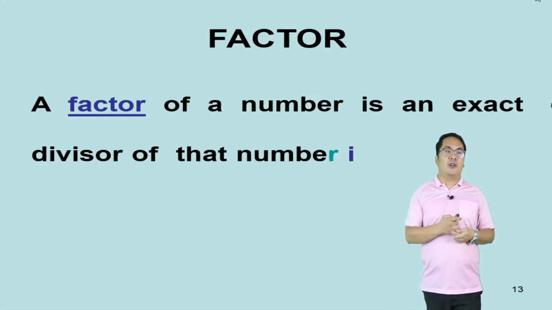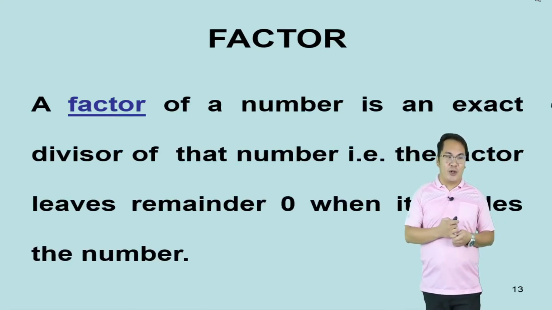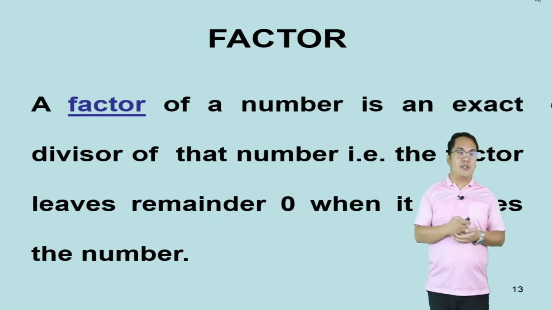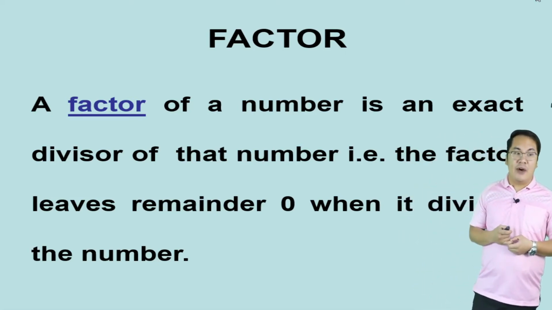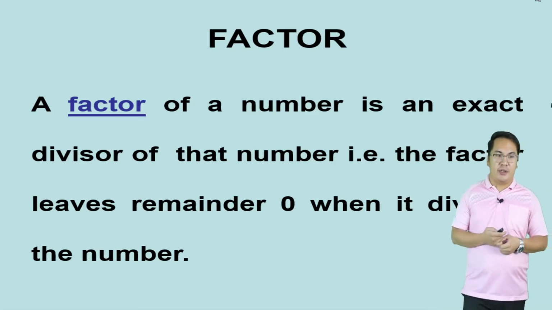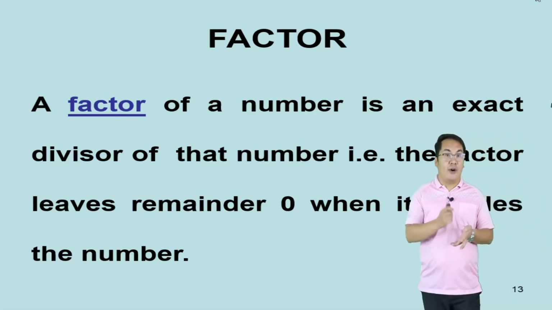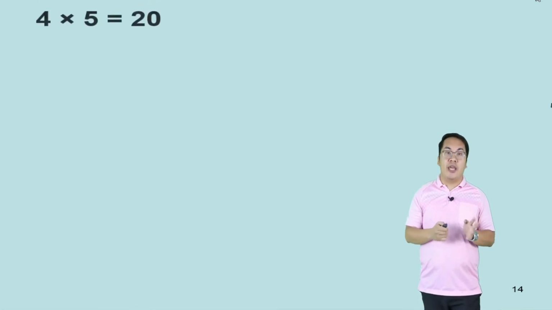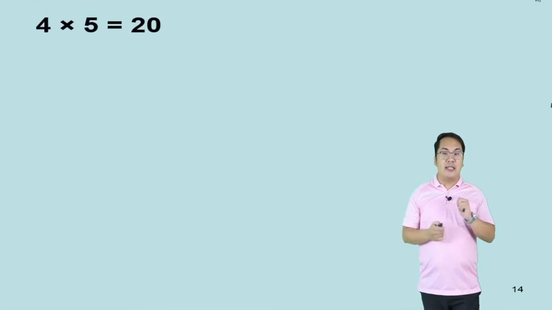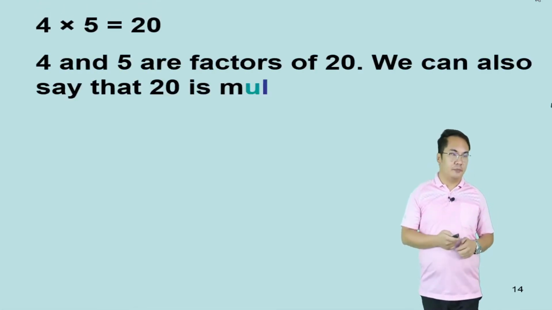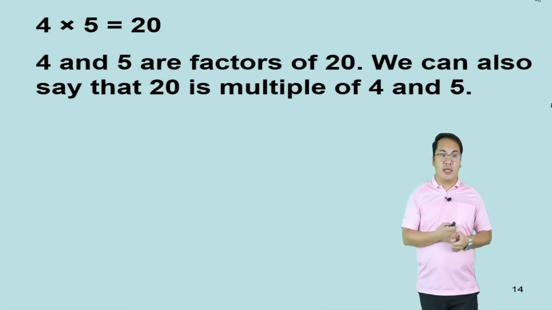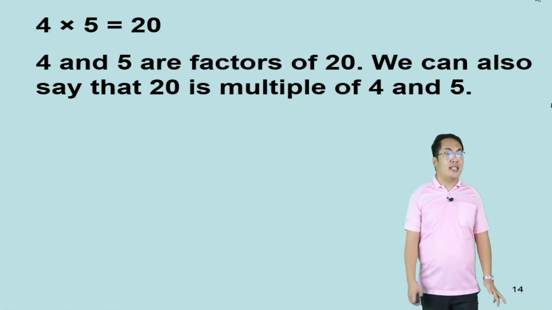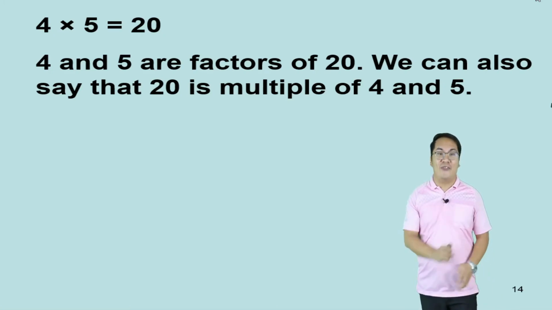Factor. A factor of a number is an exact divisor of the number. The factor leaves remainder 0 when it divides the number. Very good. So you just have the two numbers that divide the number exactly. Here, 4 times 5 is equivalent to 20. 4 and 5 are factors of 20. We can also say that 20 is a multiple of 4 and 5.